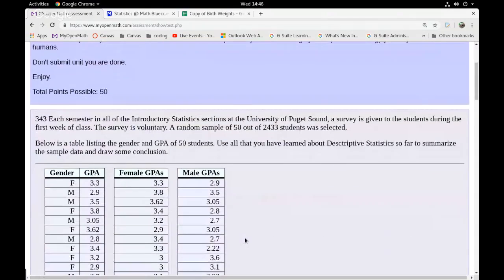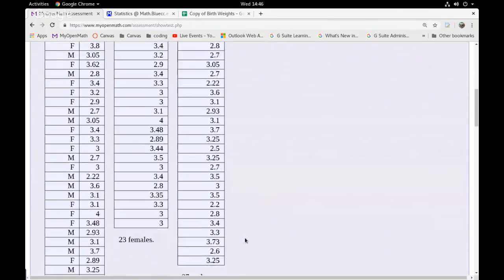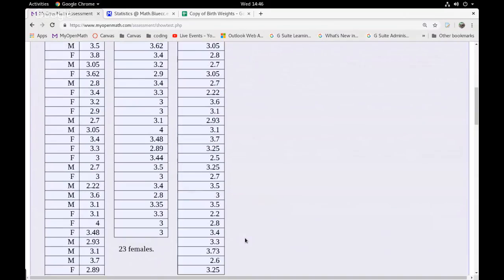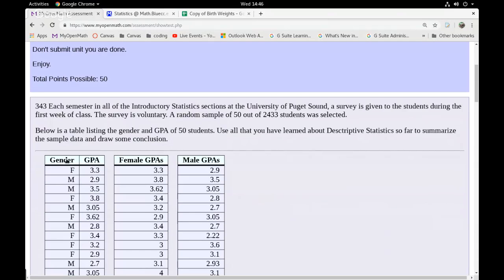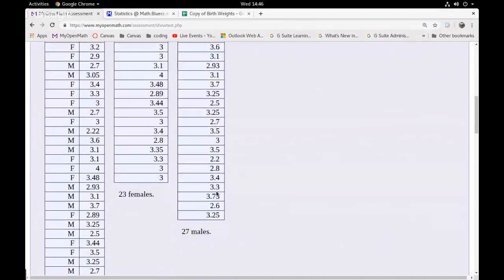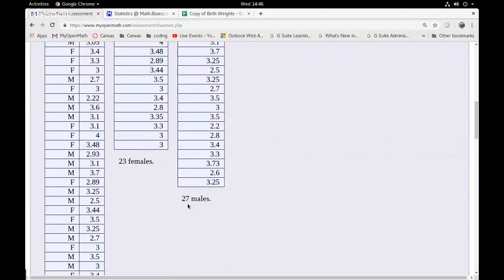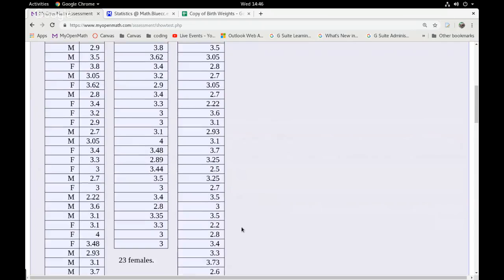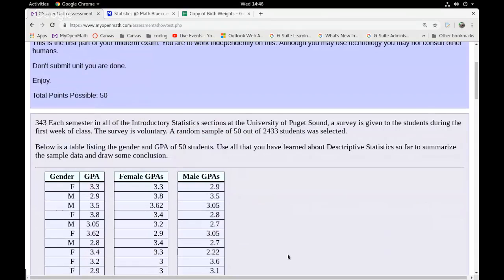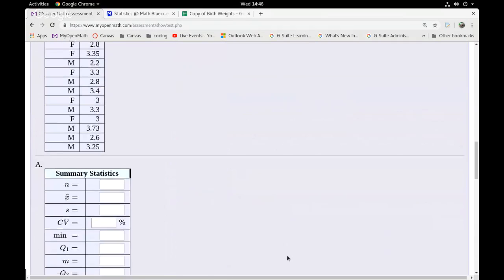And here you're going to get a set of data to work with. They're all the same data, so I have it just listed as one big data set with gender and GPA, and then I made 2 more tables where I just take the females, so there's that 3.3 and the 3.8 and so on, and the males, 2.9 and 3.5. So I just separated them out for you and made a note of how many females and males there are. These are the GPAs of some students at Puget Sound University.